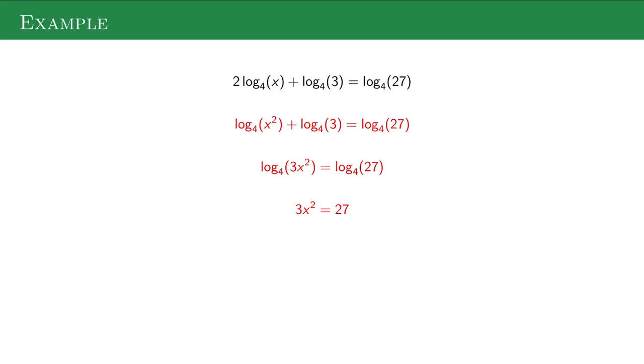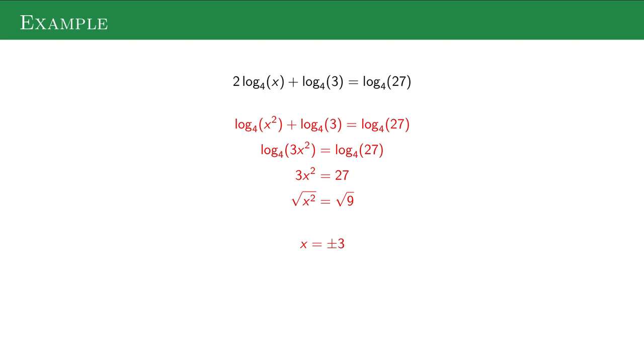All right, when I look at this new equation, I see this x squared, so I want to get that by itself, dividing both sides by 3. Now that x squared is by itself, I can take the square root of both sides. Whenever you take the square root of both sides, you're going to get a plus or minus answer. So x equals plus or minus 3.